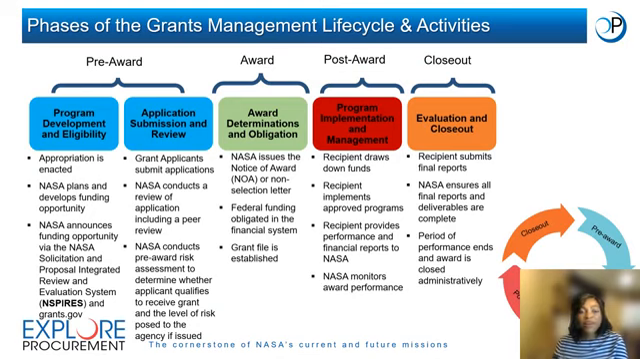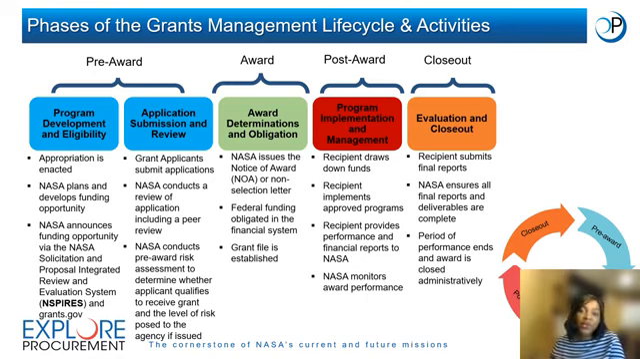Another component of the financial assistance process is the grants management lifecycle. The lifecycle encompasses 4 phases, each with its own sets of activities. The first is the pre-award phase. This phase involves 2 major activities: program development and application submission and review.